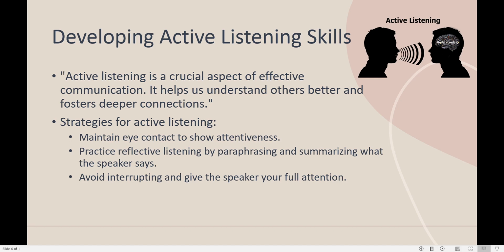Now, what are the strategies, that is, how can you actively listen? Maintain eye contact. When you maintain eye contact, you show that you're very attentive. Not staring. Eye contact does not mean that you're staring at the other person and making them feel uncomfortable. Absolutely not. Also see where your gaze is going.